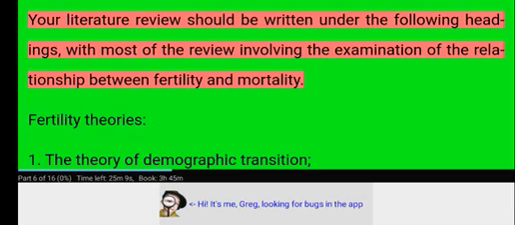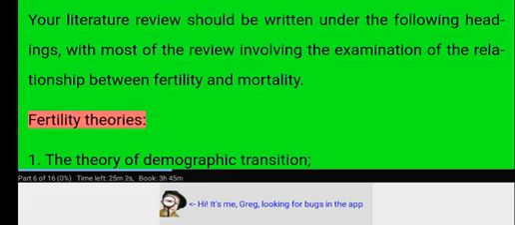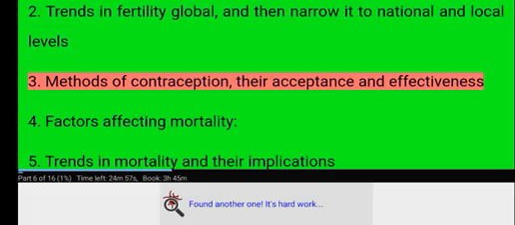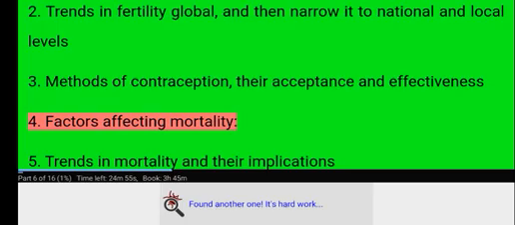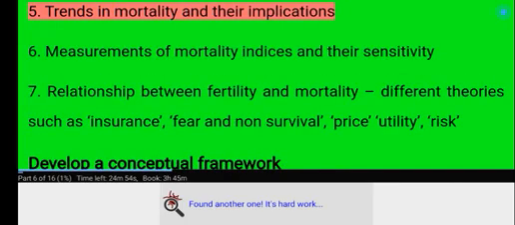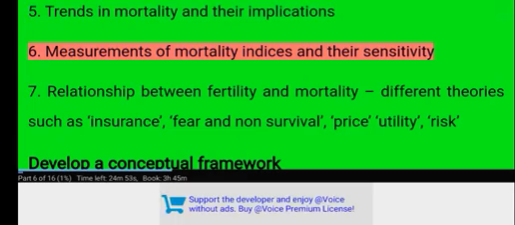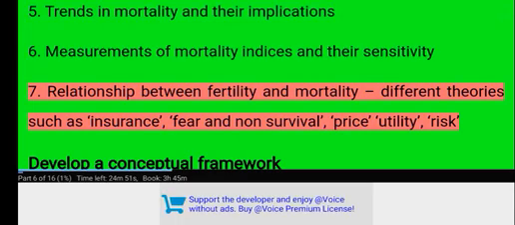Your literature review should be written under the following headings, with most of the review involving the examination of the relationship between fertility and mortality. Fertility theories. 1. The theory of demographic transition. 2. Trends in fertility, global, and then narrow it to national and local levels. 3. Methods of contraception, their acceptance and effectiveness. 4. Factors affecting mortality. 5. Trends in mortality and their implications. 6. Measurements of mortality indices and their sensitivity. 7. Relationship between fertility and mortality, different theories such as insurance, fear of non-survival, price, utility, risk.